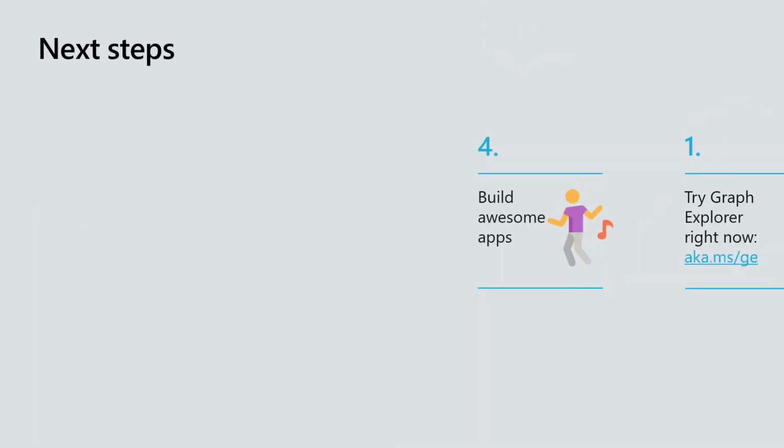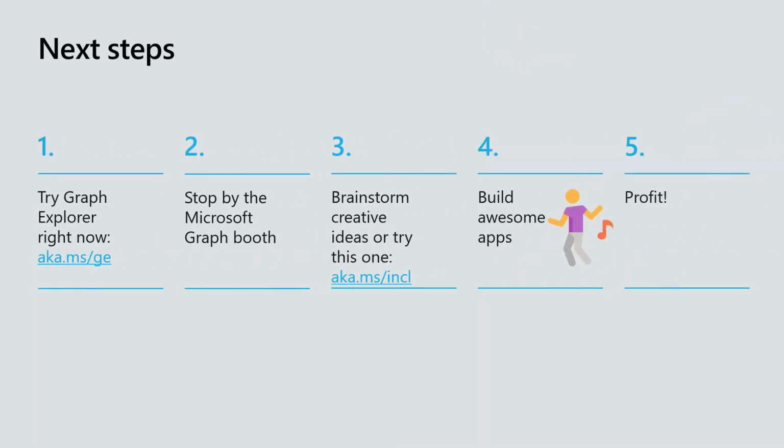Next steps. The things that we talked about are Graph Explorer. You can go try Graph Explorer right now; aka.ms/ge will get you there. You can stop by the Graph booth. It's over that way, just past the fancy dome sphere that's all lit up. I'm sure you know what I'm talking about. You can brainstorm creative ideas, or you can try this one; again, aka.ms/incl will get you there. Go build awesome apps and hopefully profit.